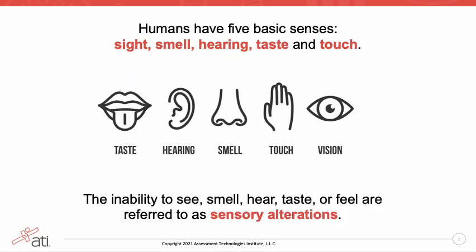Humans have 5 basic senses: our sight, our smell, our hearing, our taste, and our touch. When a patient has a sensory alteration, that means there is a problem with how they see, smell, hear, taste, or feel. Sensory information is processed through the central nervous system.